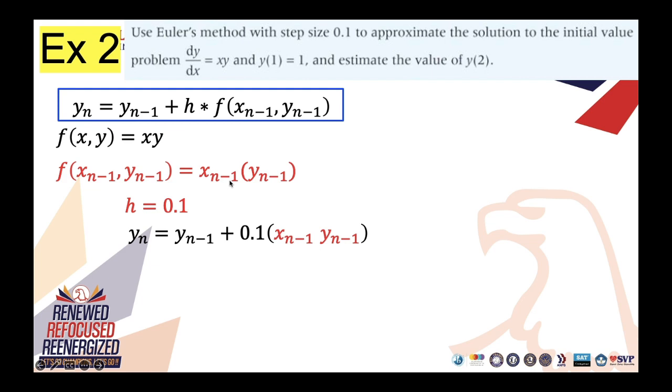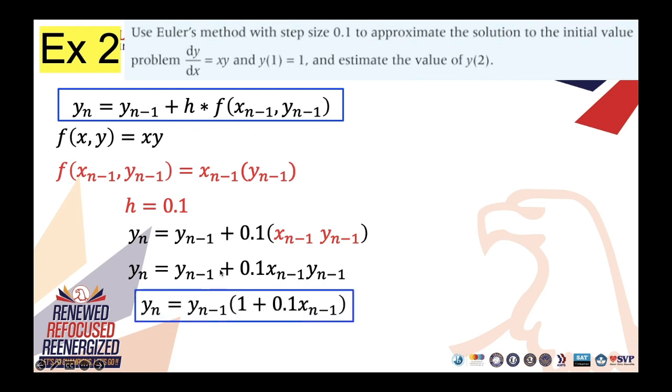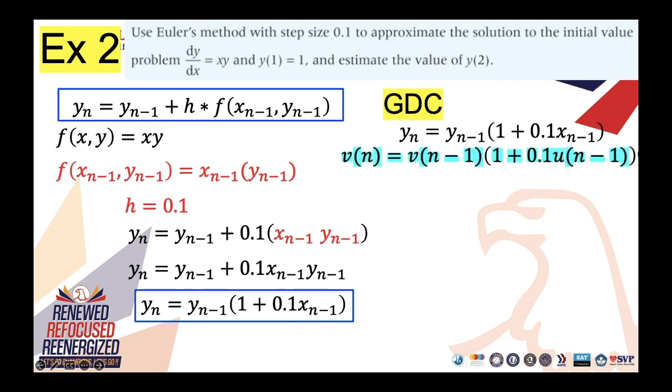So we now have this, simplify it, okay? And since these are two different terms, we can factor out y sub n minus 1 since they are common in both terms. Factoring it out, this gives us 1 plus the remaining factor. All right, and this is now our equation. Once we have the equation, we can now say using GDC. So this is where GDC begins. All right, by means of GDC, okay, so use the calculator, follow through with the method, okay.